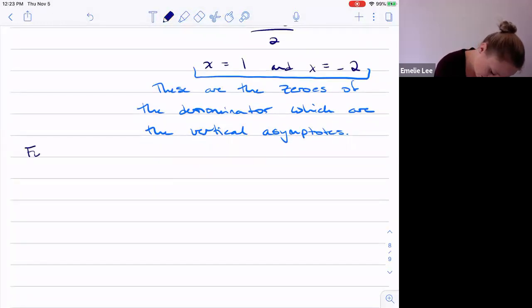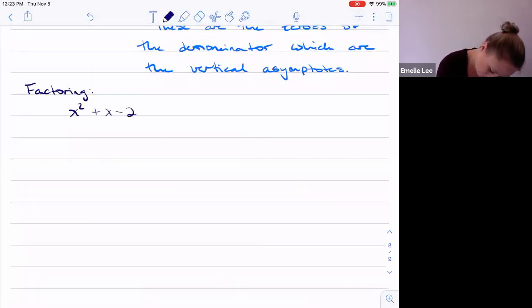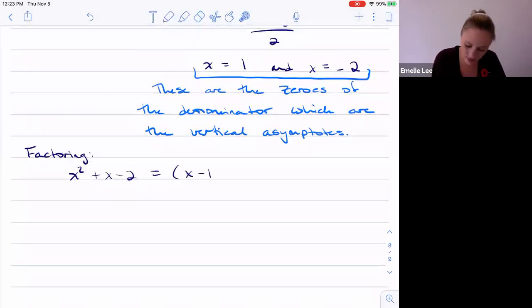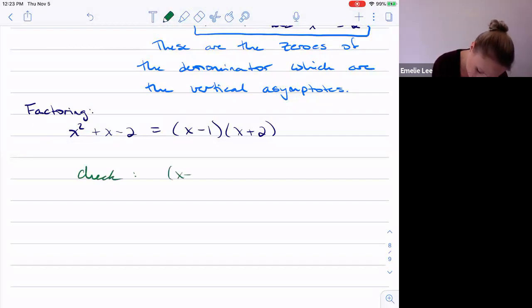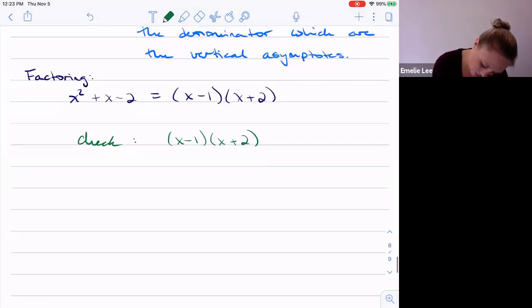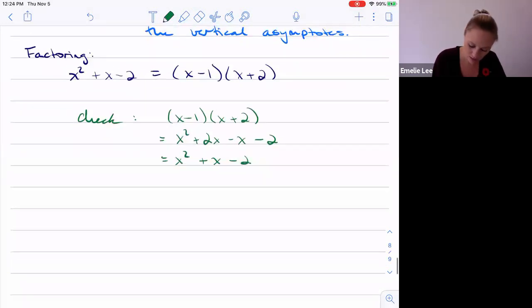And so factoring x squared plus x minus 2 is going to be x minus 1, right? If x is positive 1, it has to be 0, times x plus 2. You can check, just double check that you actually expand to the right thing. It's worth it. You're going to be using these factored things a lot. So here we're going to check: x minus 1 times x plus 2 is equal to x squared plus 2x minus 2, which is x squared plus x minus 2.